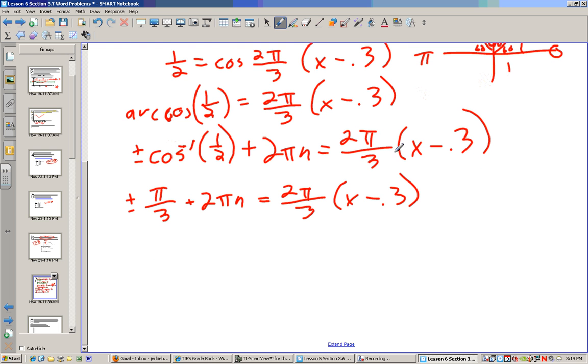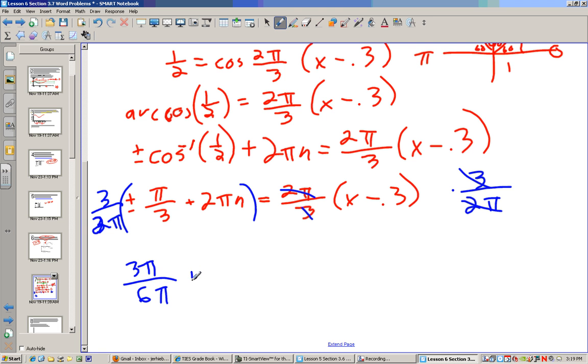Now our next step is to get rid of 2 pi over 3. To do that, we multiply both sides by 3 over 2 pi. That will cancel those out and those out. So I have to multiply this side by 3 over 2 pi, and we do that to both sections. So 3 times pi is 3 pi. 2 pi times 3 is going to be 6 pi. And then 3 times 2 pi would be 6 pi. This is like over 1, so 2 pi times 1 is just 2 pi.